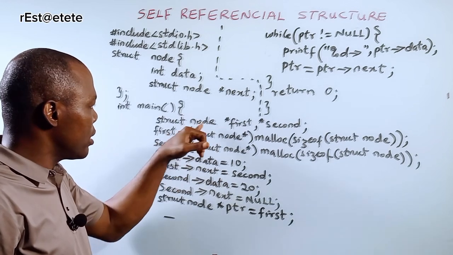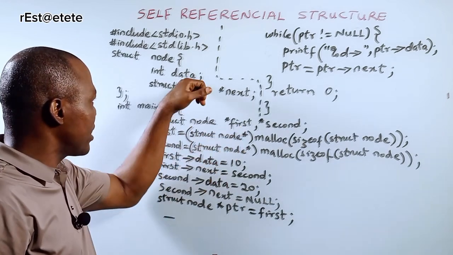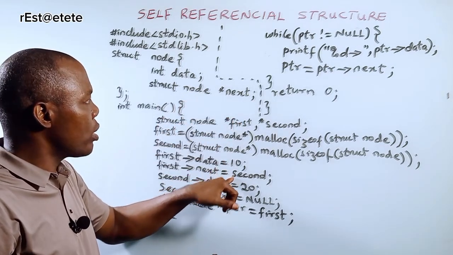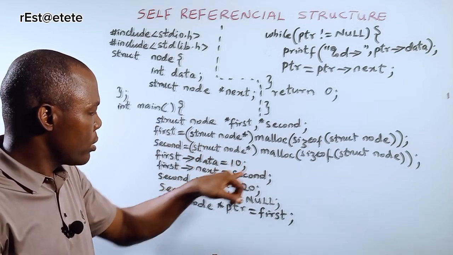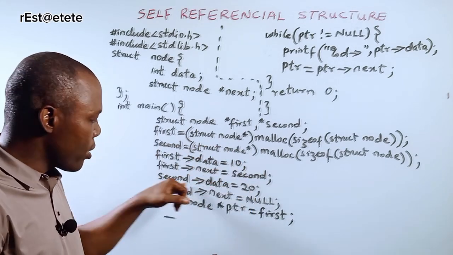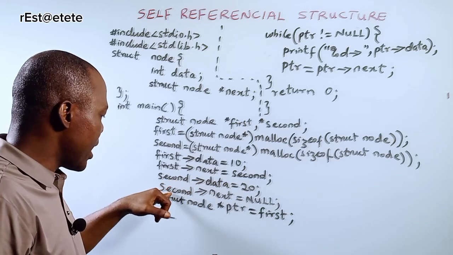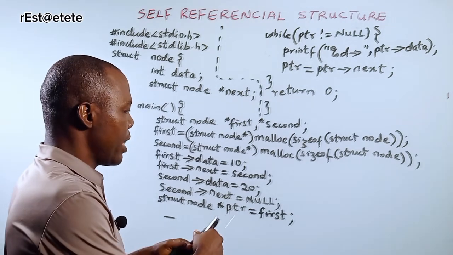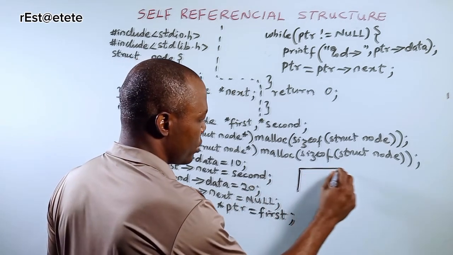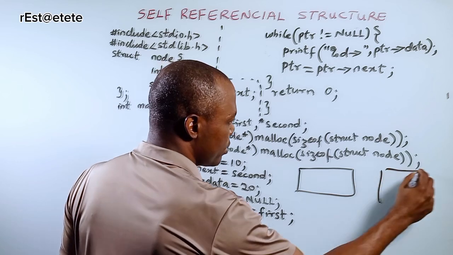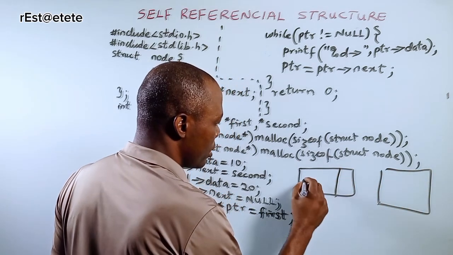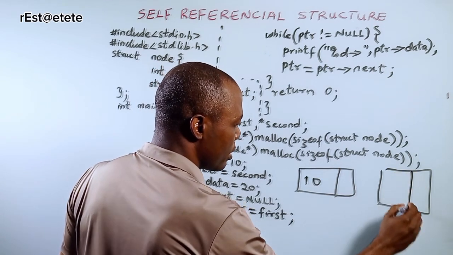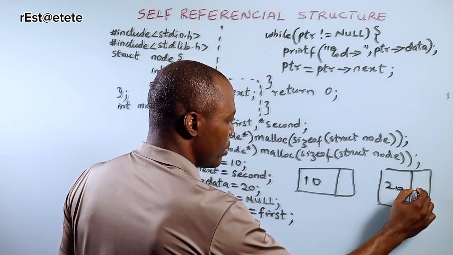Now, first data, I am giving value to it. The first one, I'm accessing this data, 10. The second one, I'm pointing it to this second. Then that second has data 20 in it, and it's pointing to null. So what this is simply saying is, I have this coach, and I have this coach. This one is 10. This one is 20. And this is null.